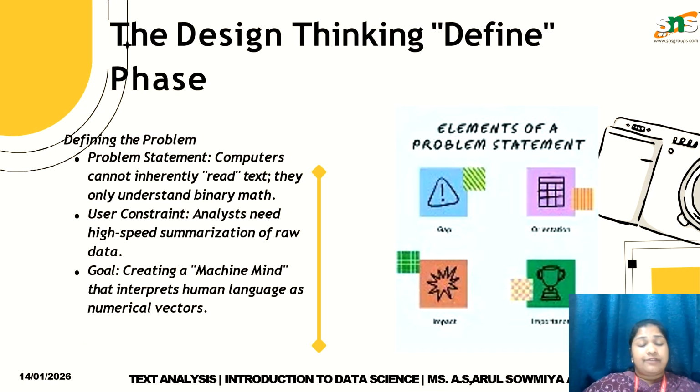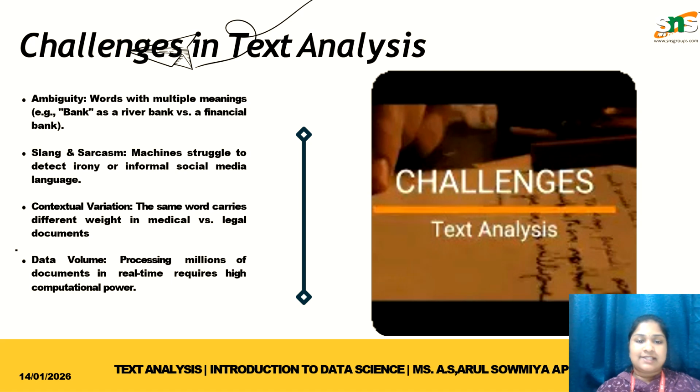So in the design thinking phase, next one is the define phase. Here we are defining the problem. The problem statement is that computers cannot inherently read text, they only understand binary math. And then user constraints and then finally the goal. The goal is to create a machine mind that interprets human language as numerical vectors. The next one is challenges in text analysis. Here we have ambiguity, slang and sarcasm, contextual variations, and data volume.